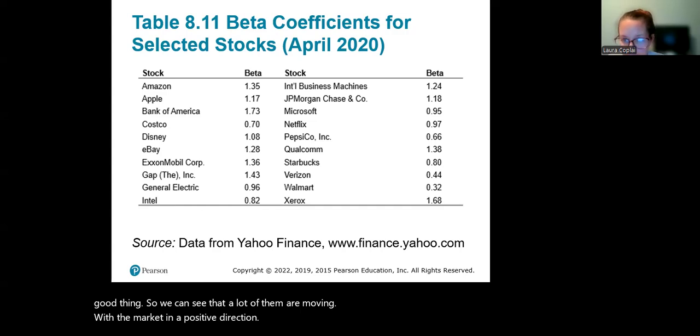Netflix appears to be the closest at 0.97 to a word for word, movement for movement with what the market does.